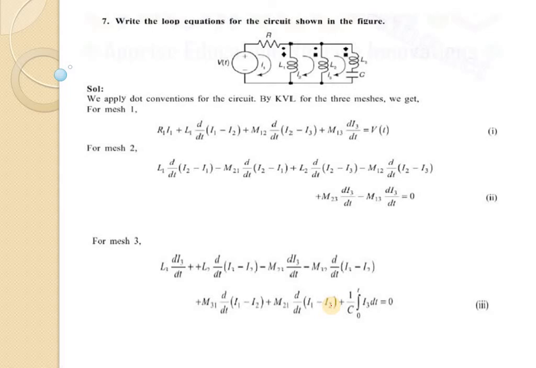Next, we are coming to our next problem, that is, write the loop equations for the circuit shown in the figure. We apply the dot convention for the circuit and get the KVL equation for the three meshes. For the first mesh, we have an inductor that is related with the second loop also. So the mutual inductance of this first coil will have two effects, one for I2 current and another for I3 current. So we are getting this KVL equation from loop 1.